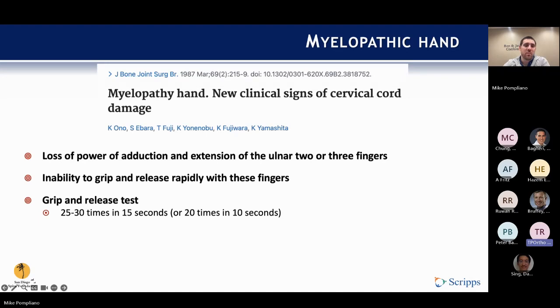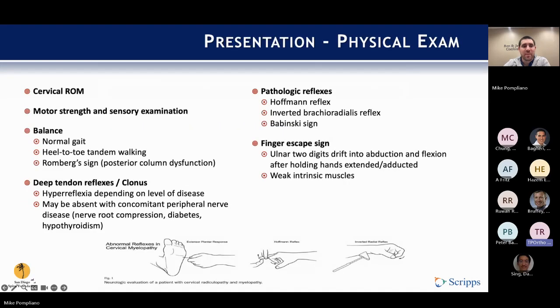There's a concept called the myelopathic hand. This was described by Ono, which is loss of power in adduction and extension of the ulnar two or three fingers, presenting as inability to grip and release rapidly with fingers. Can present through the grip and release test. Typically, a patient should be able to do that about 20 times in 10 seconds or 25 to 30 times in 15 seconds. And so having them rapidly make a fist and extend their hand can be a good indication and a quick and easy exam finding in the room.